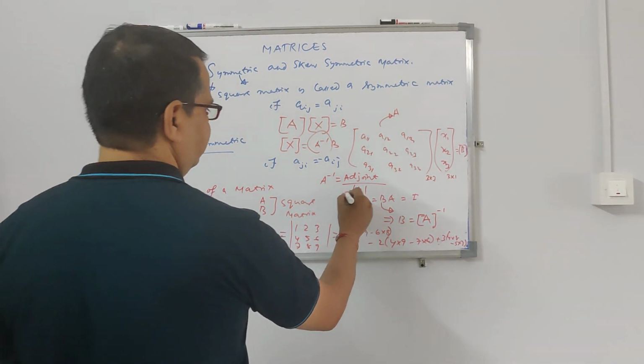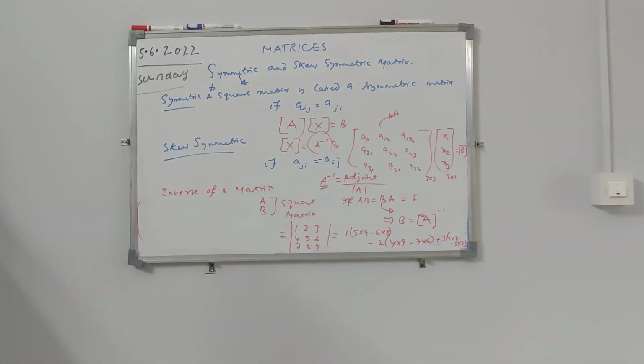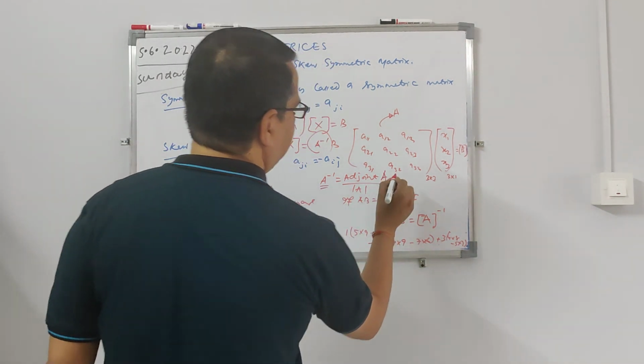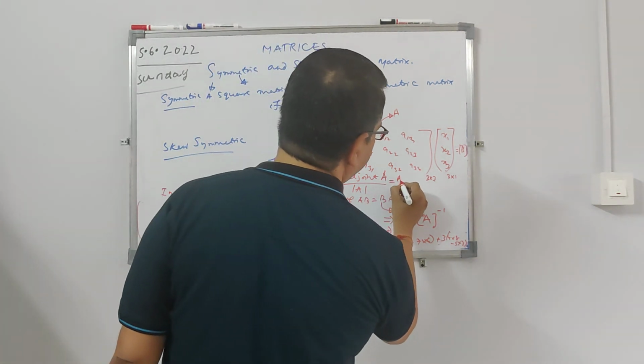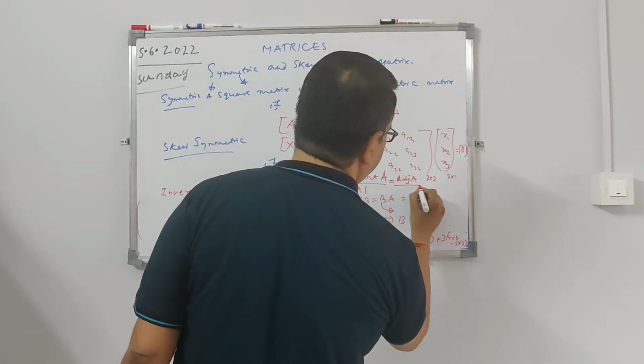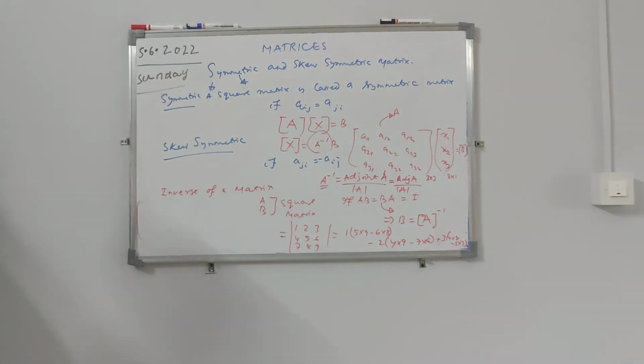For finding the inverse, first you should find the determinant, then you should find the adjoint of A, divided by determinant of A. We'll have a more detailed discussion on the adjoint: what is adjoint of A? You might have already solved this. Why is it necessary to find the inverse of a matrix? You have to solve a linear system of equations to find out all those unknowns.